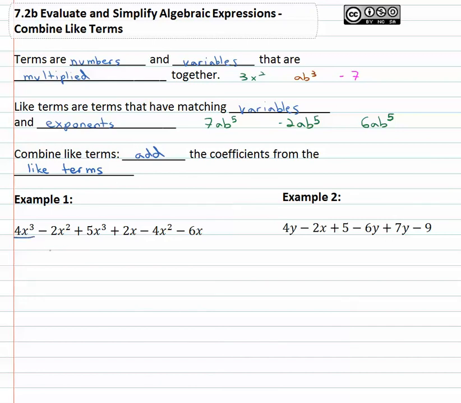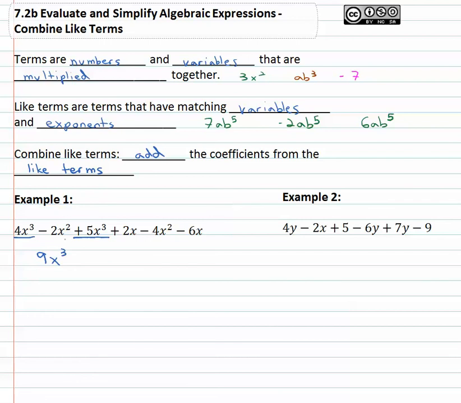For example, we've got this 4x cubed. Like terms are where the variables and exponents match, and you'll notice there's another x cubed in there. 5x cubed. 4x cubed plus 5x cubed, adding the coefficients or number in front gives us 9 of these x cubes. Notice the variables and exponents don't change, we're just adding the coefficients.